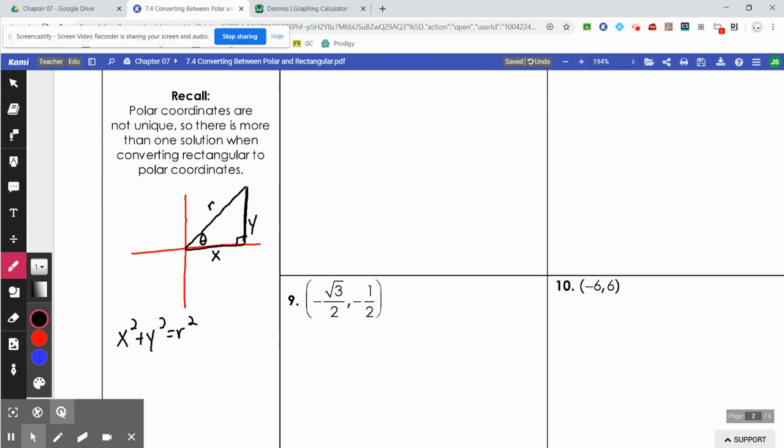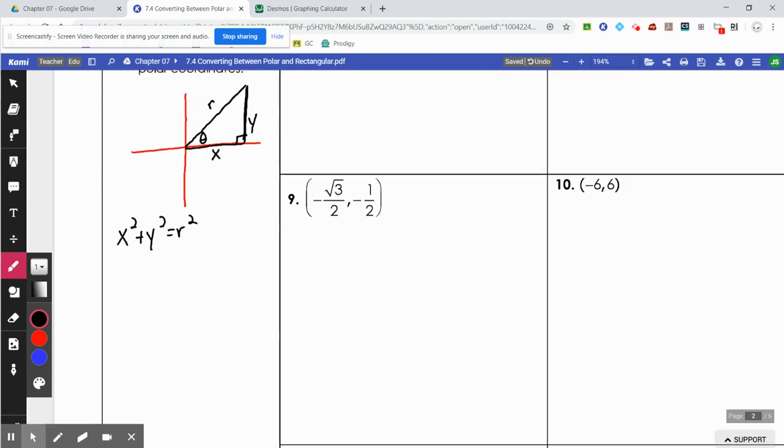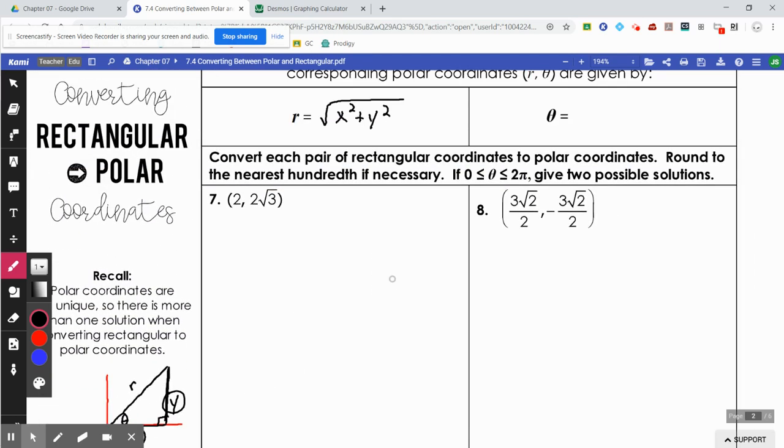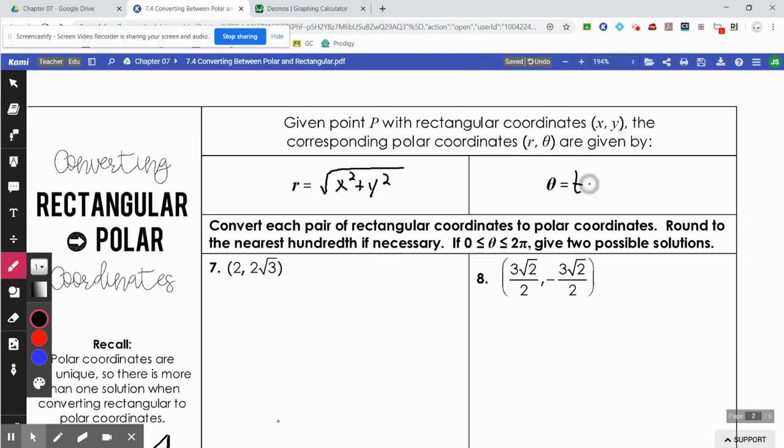Now your angle though, how do we find our angle? Well, here's what we can do. If you're given your x and y values and you're looking for your angle, we know that the tangent of my angle would equal opposite over adjacent. So therefore we can move that tangent over and I would see that my angle in terms of x's and y's would equal the inverse tangent of y over x.